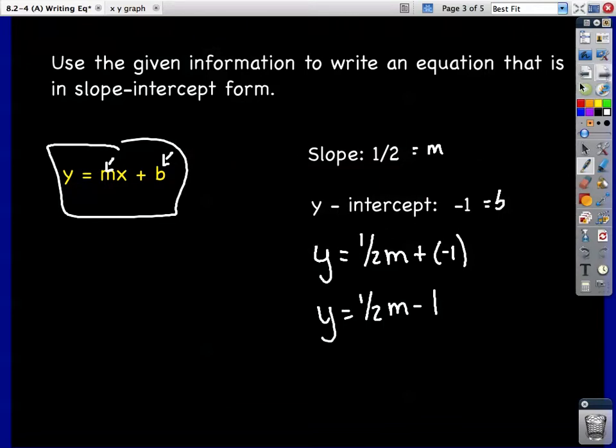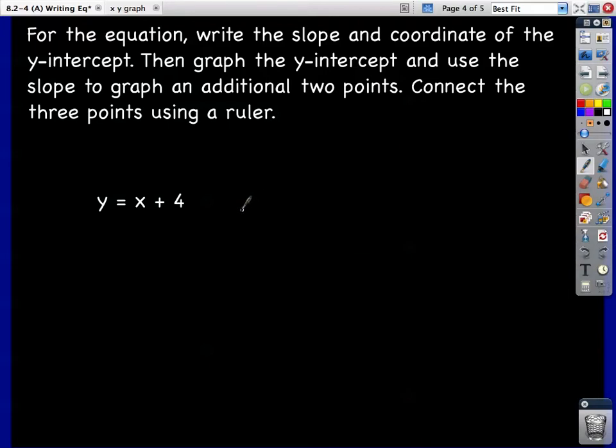It's like playing matchups. But then I am going to ask you to do stuff like this, and there's a lot of directions here, but it's really just like what we did in the first example. It says for the equation, write the slope and the coordinate of the y-intercept. Okay, let's start with that, just that part. It wants us to write the slope, and it wants us to write the y-intercept.